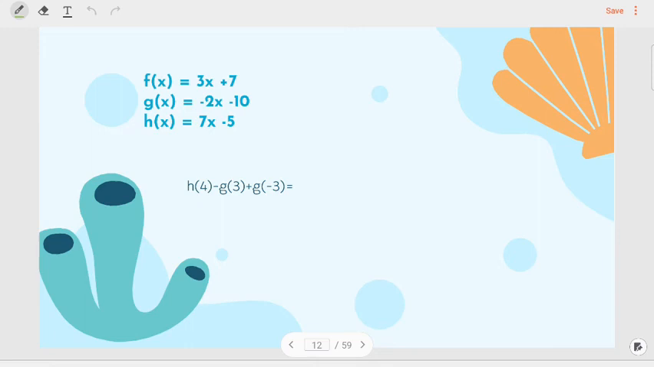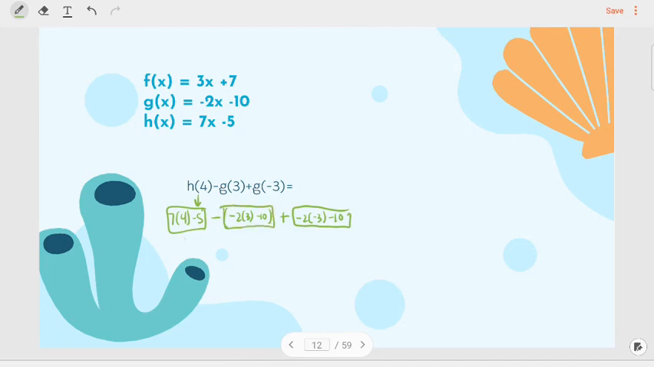All right. Last problem. What do I do when there's 3 things? Here's what I'm going to do. I am going to plug in each of these separately. So for h, I have 7 times 4 minus 5. Then I'm going to minus, I'm plugging in for g, negative 2 times 3 minus 10, plus g of negative 3, so negative 2 times negative 3 minus 10. And I'm chunking these all together.